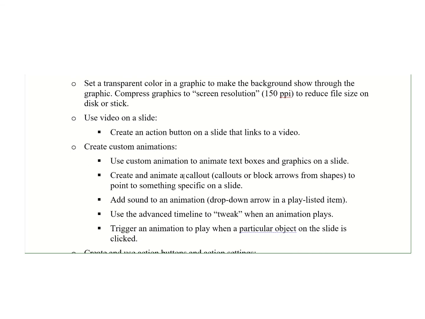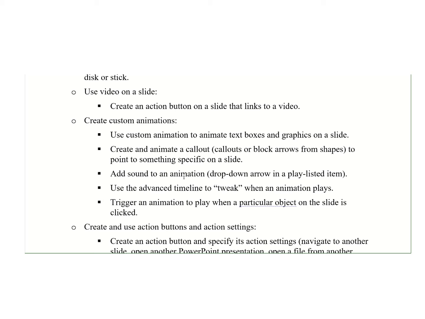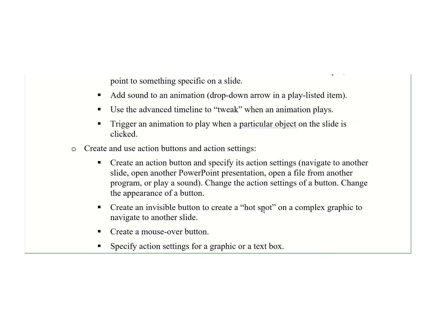We looked at how to use an action button to add video to a slide. And we created custom animations, and we looked at how to use callouts. We looked at how to add sound to animations and some of the little tricks that are involved with those types of techniques. We looked at using the advanced timeline in case you need to tweak it a little bit in terms of when things play. And we looked at triggering animations to play when a particular object on a slide is clicked, such as clicking on the cow, and then it would jump over the moon.